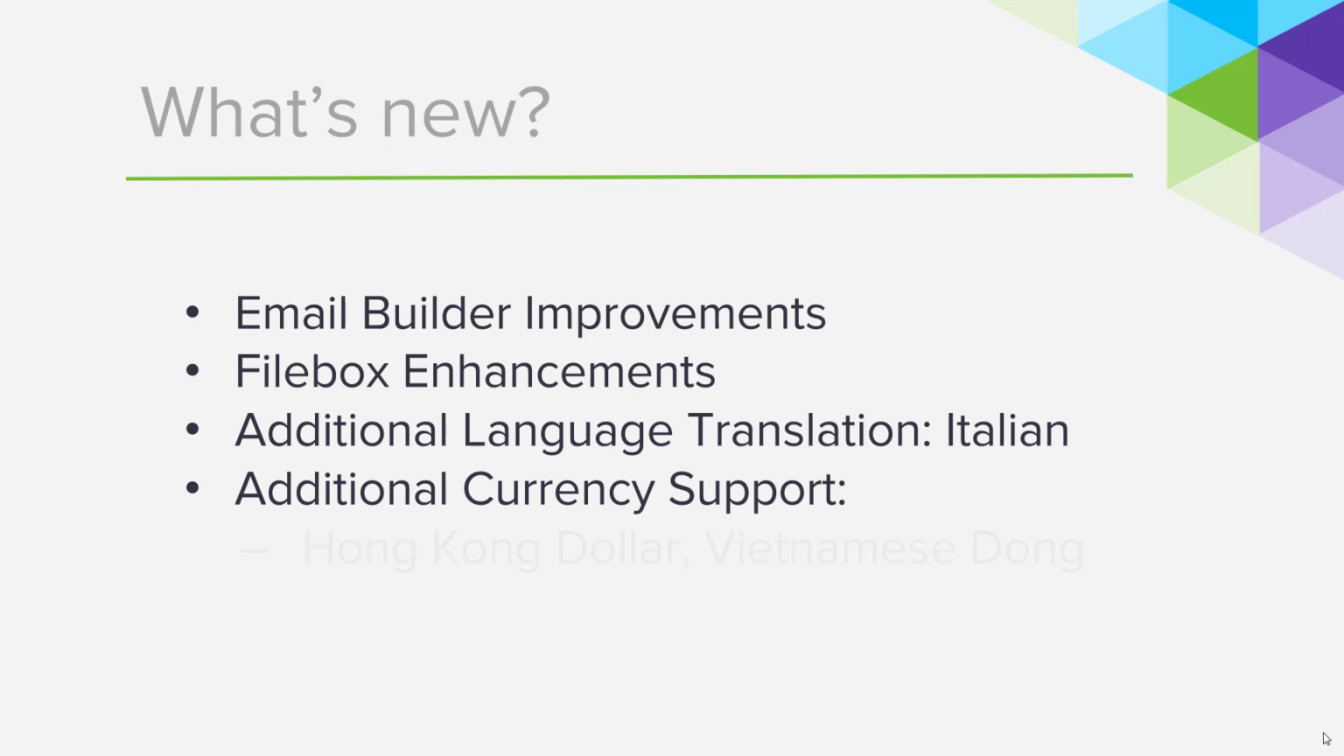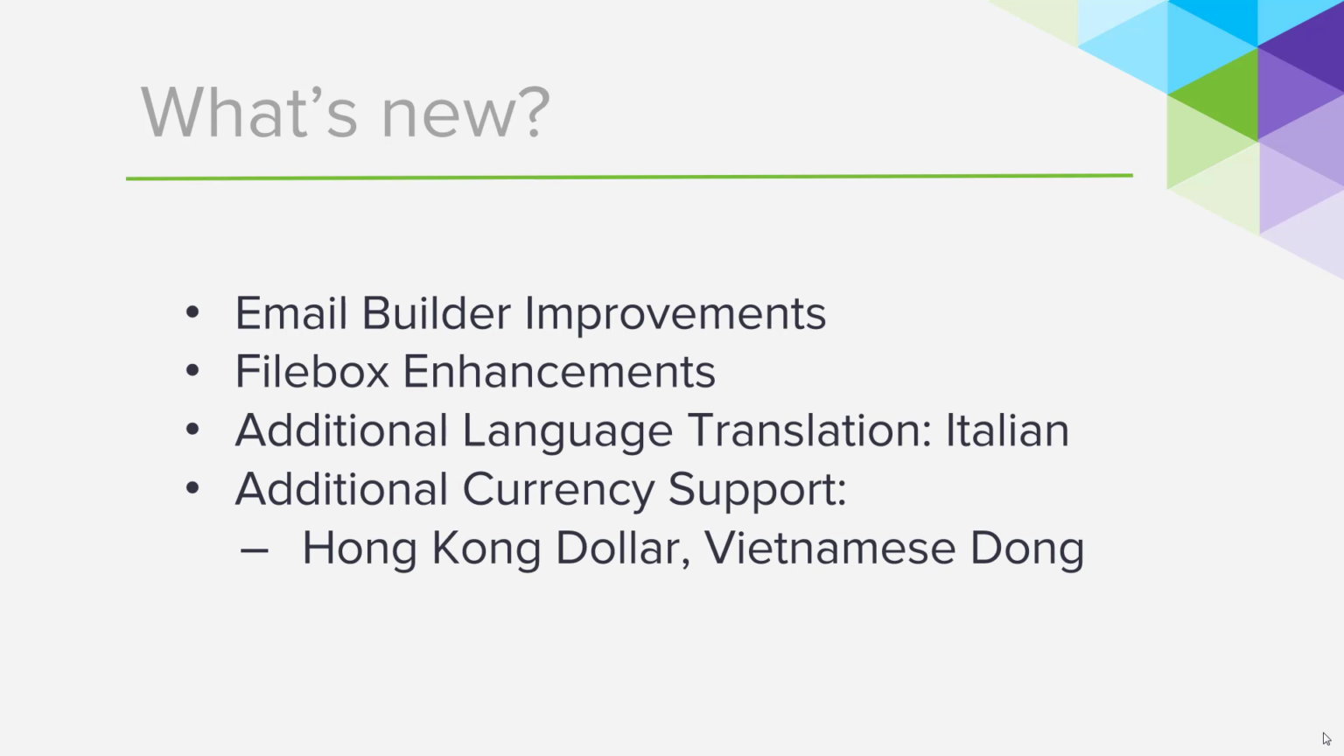First up, we have improved the functionality of the text editing toolbar, and I'll show you how in a second. The Filebox now includes the ability to preview your images so you can know exactly what each image is. Italian has officially been added to the list of languages we offer translations for, and because we love these international improvements, we have also added currency support for the Hong Kong dollar and the Vietnamese Dong. So let's go ahead and take a closer look at these new features.